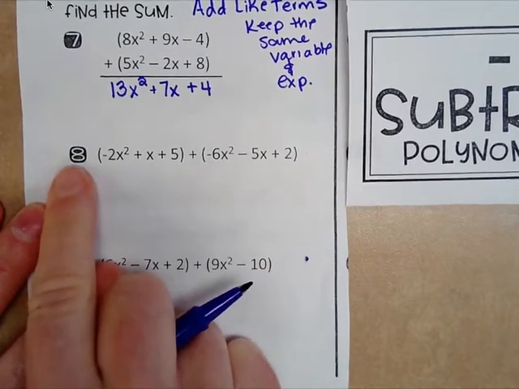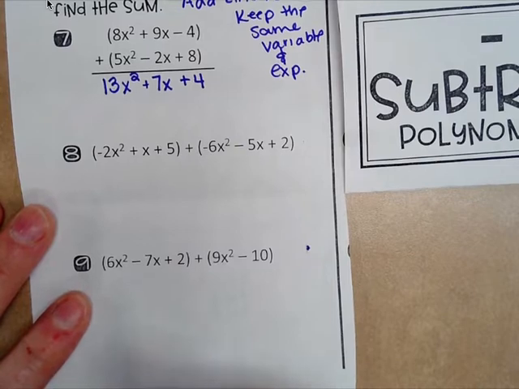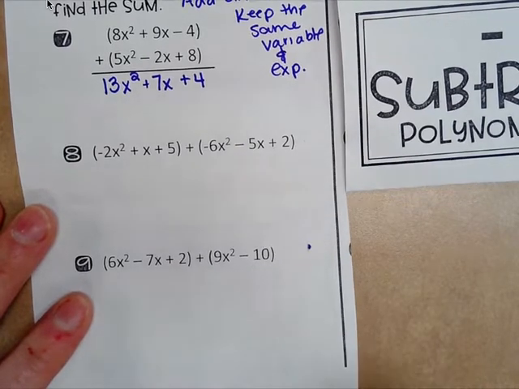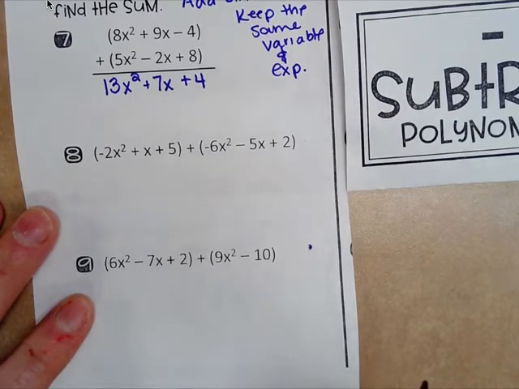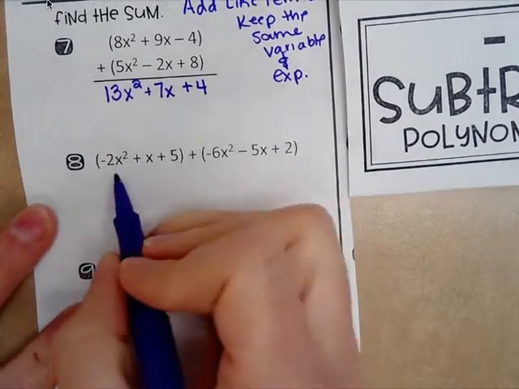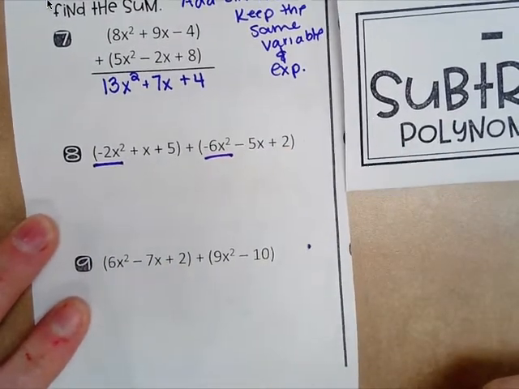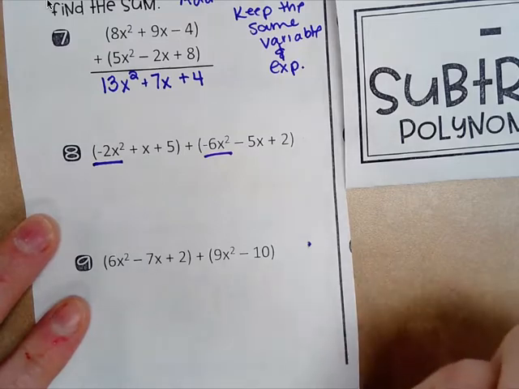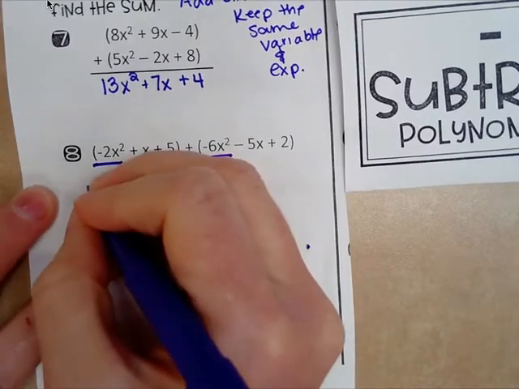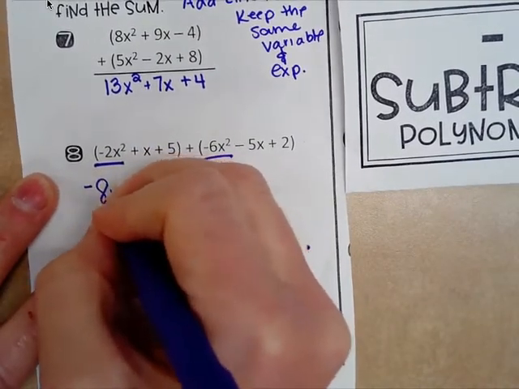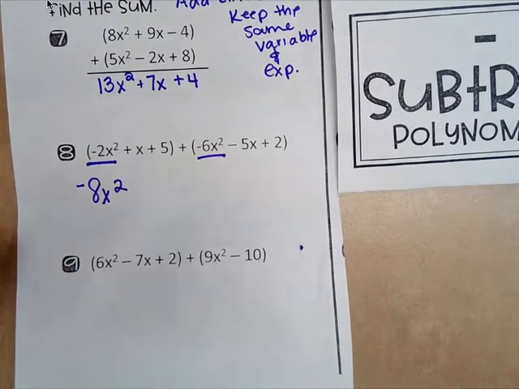The next one is listed out just in a row. So we need to find our like terms. What I like to do is I like to circle or underline or put some kind of squiggly matching our like terms. So like negative 2x squared and negative 6x squared. And I would add those. Negative 2 plus 6. Negative 8x squared. All right, because a negative and a negative.